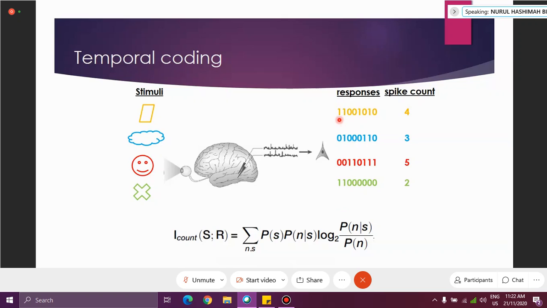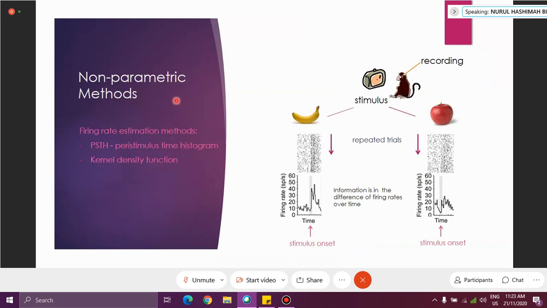Okay, so for the first, when you look at this stimulus, this is the response where there are 4 spikes and they appear at different times, as compared to the cloud and the smiley. The cloud has 3 spikes, and the spikes appear at different times as well. Okay, so these are patterns, and this is the spike count. So this is temporal coding.